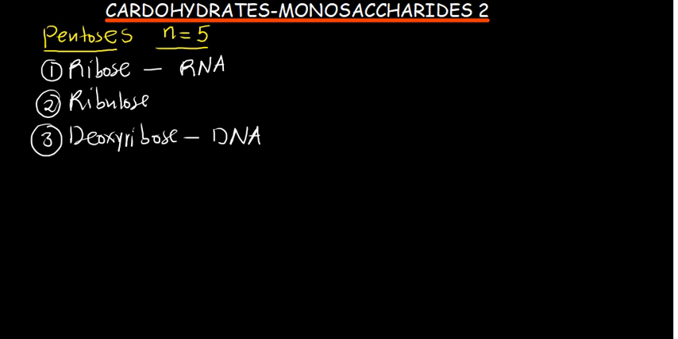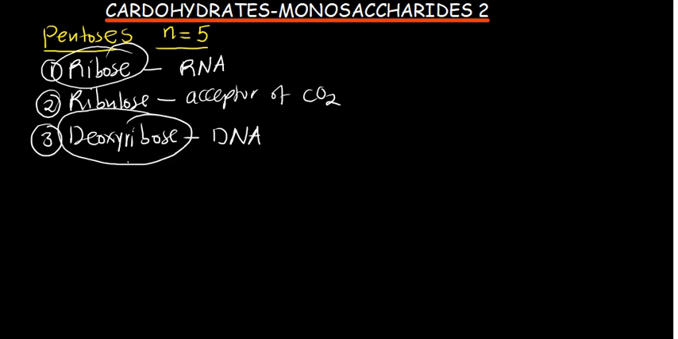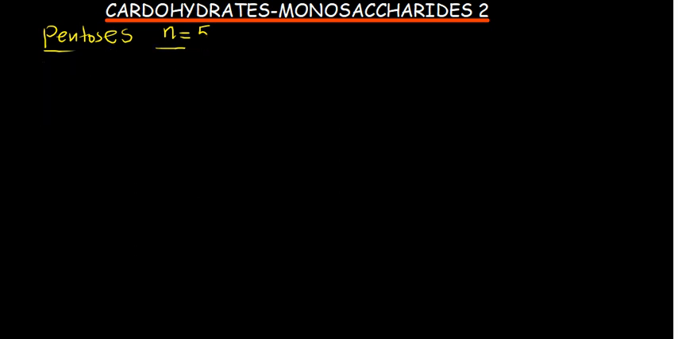So ribulose is an acceptor of carbon dioxide during the process of photosynthesis. So that's the function of ribulose. It accepts carbon dioxide. Remember, in the process of photosynthesis, we need carbon dioxide. But in this course, our interest will be discussing ribose and deoxyribose. We are not interested more in ribulose. But know it just in case.